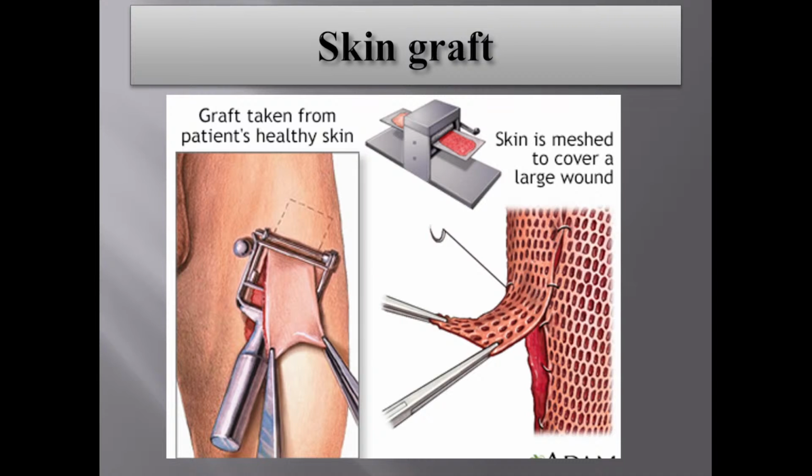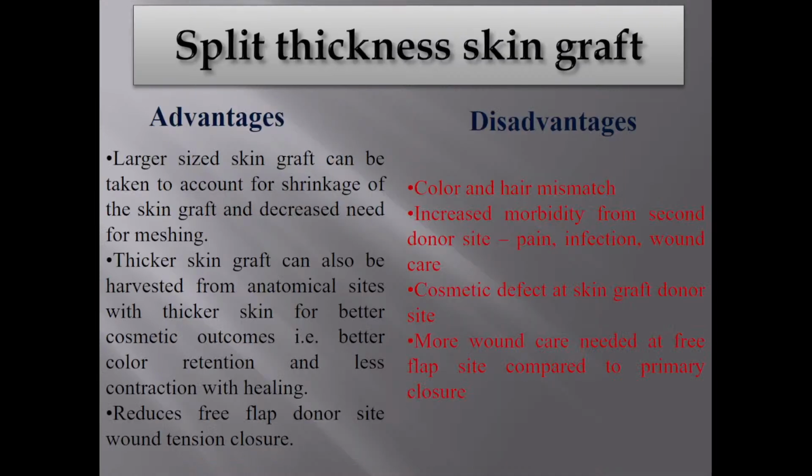Disadvantages include color and hair mismatch, increased morbidity from a second donor site, for example, pain, infection, wound care, and cosmetic defect at the skin graft donor site. And fourth, more wound care is needed at the free flap site compared to primary closure. Harvesting the skin graft from an anatomical location can be easily completed, such as the anterior or medial thigh, hip, or buttocks. The need for assistance in postoperative wound care can make the buttocks less advantageous.